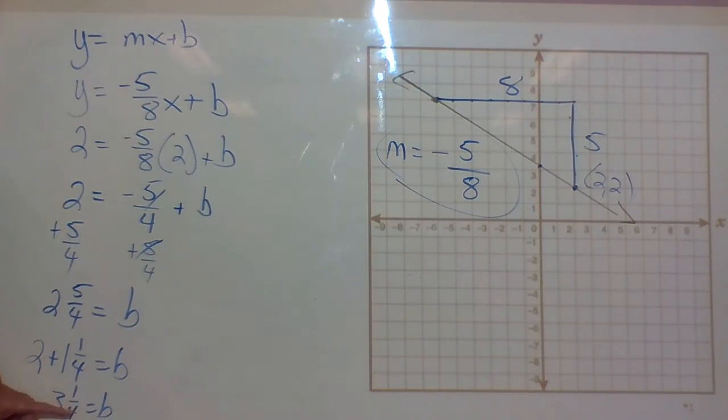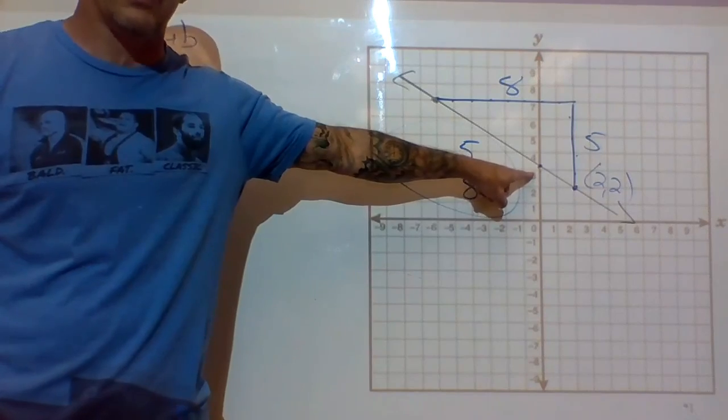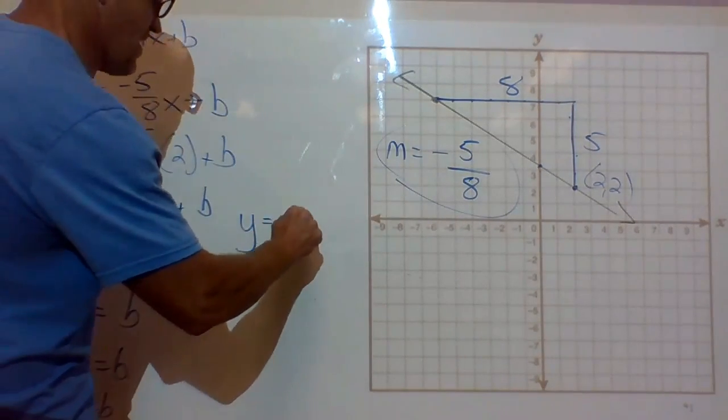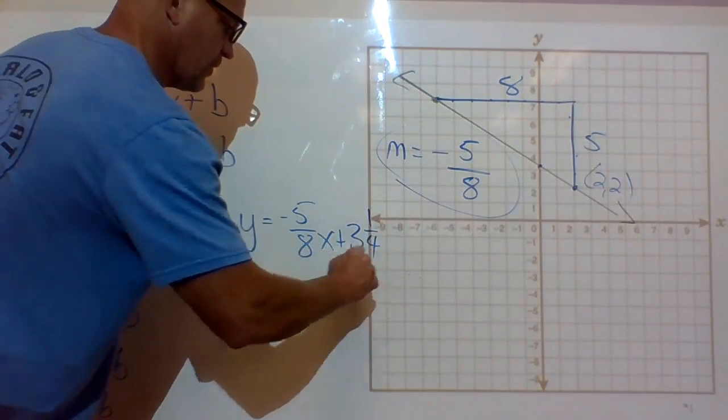Before I go ahead and say, that's cool, that's awesome, I ask myself, does that make sense for my b value? Did I say that it crossed just above 3? Yeah, I'm cool with that. So my y equals negative 5/8 x plus 3 and 1/4.